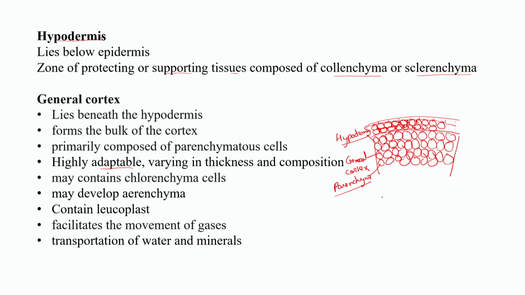So this different structural modification will definitely be present in the cortical layer, like they will change into chlorenchyma, they can have air spaces, and they can be changed into aerenchyma. So its thickness can also vary as well as its composition. It can be developed into aerenchyma, like in aquatic plants. In aquatic plants, a lot of aerenchyma is present.